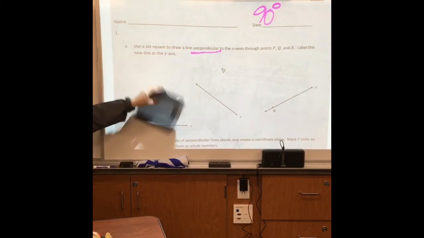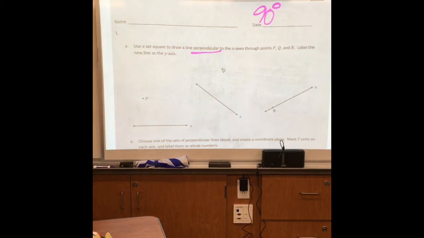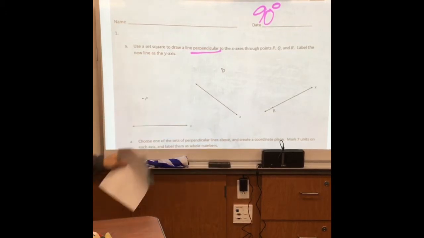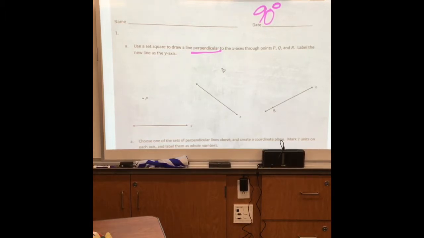You're going, Mr. McGuire, I don't have a file folder like this. That's okay. Use a piece of white paper. That works just as good. You can place the paper on there. Boom. You got yourself a square. So let's do it. Let's draw a line that is perpendicular.